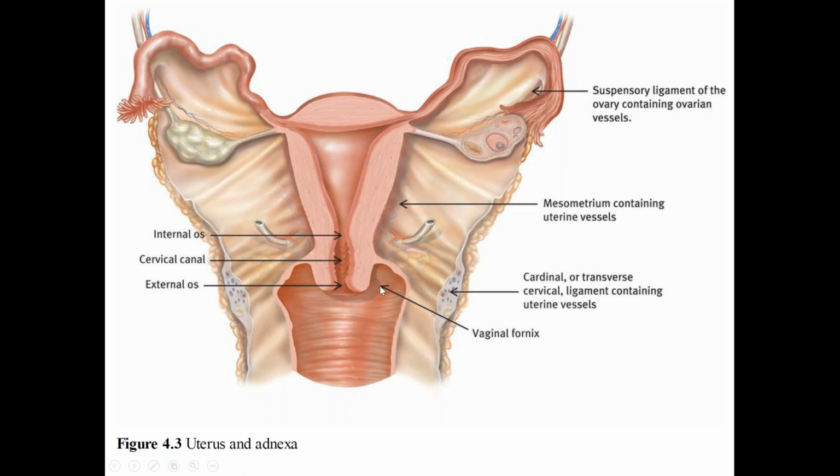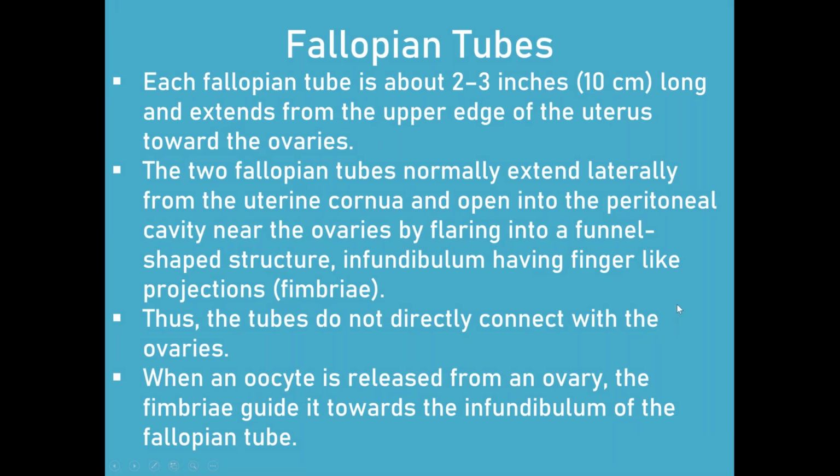Here is a vaginal orifice. What about the fallopian tubes? They are about 2 to 3 inches, equal to 10 centimeters long, and extend from the upper edge of the uterus toward the ovaries. So this is about the length of the fallopian tubes.